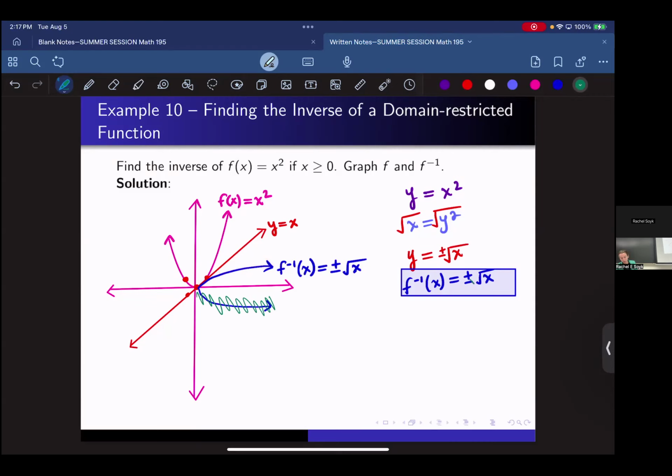So if we restrict it, I'm going to write by domain restriction, we're looking at the inverse function to be just the square root of x. And I'll put in the positive, but usually they don't put positive in. You're just expected to know that it's the positive square root of x.